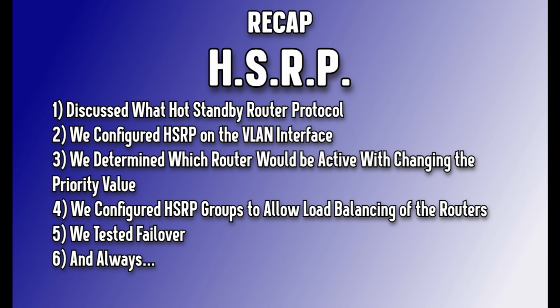We discussed what hot standby router protocol is and how it's used to provide redundancy for LAN gateways. We configured HSRP on the VLAN interface. We determined which router would be active with changing the priority value. Then we configured HSRP groups to allow load balancing of the routers. Next we tested failover. And always, document.